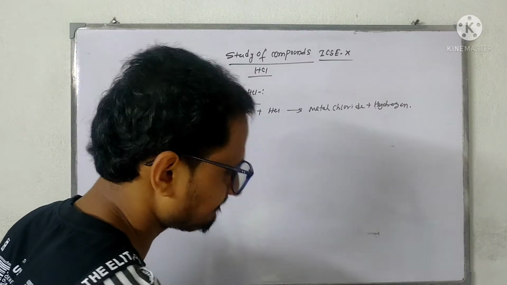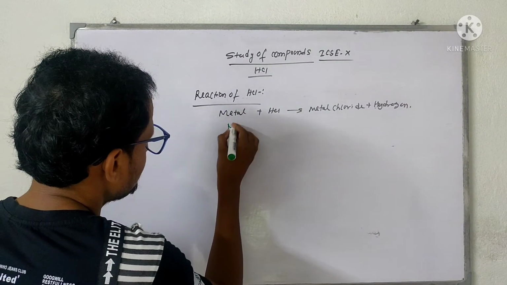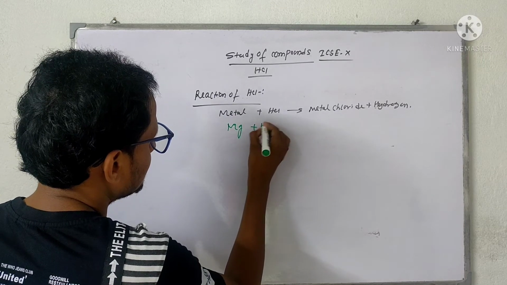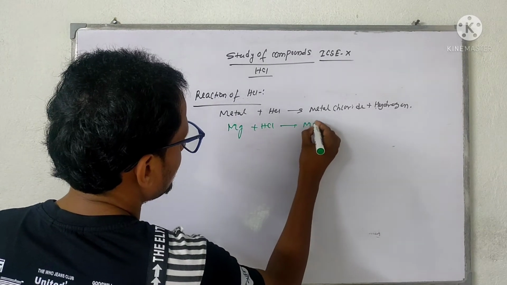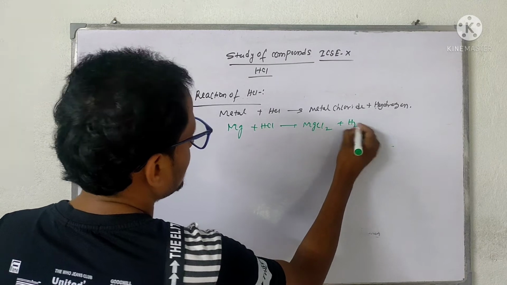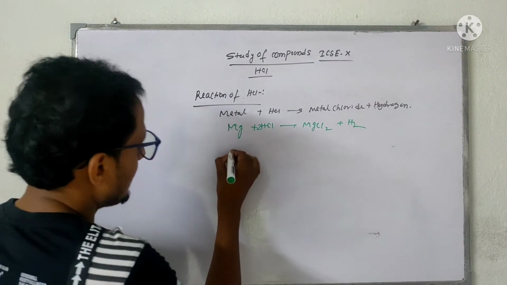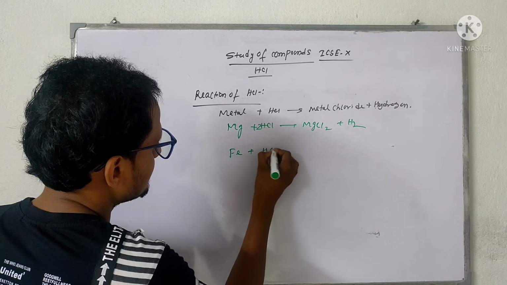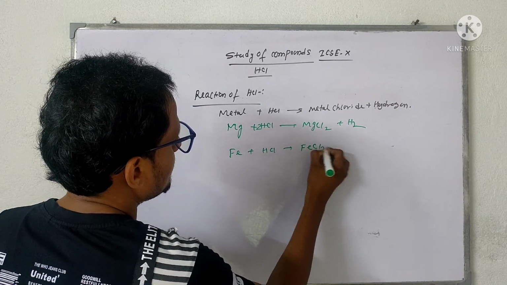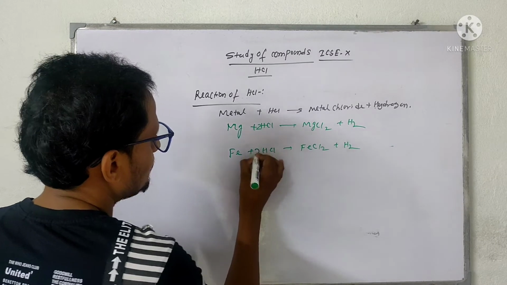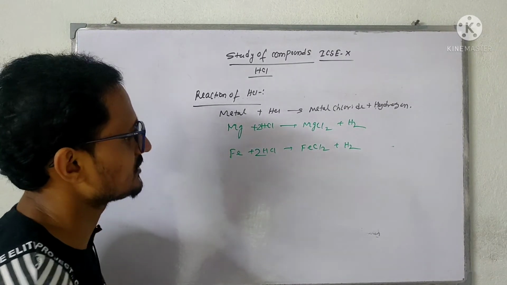So what is the reaction? Metal, that means Mg plus HCl to form magnesium chloride plus hydrogen. Now if you want to balance, you can balance by multiplying by 2. Another metal, Fe plus HCl, will form ferrous chloride plus hydrogen. So this is the first method for the reactions of HCl.